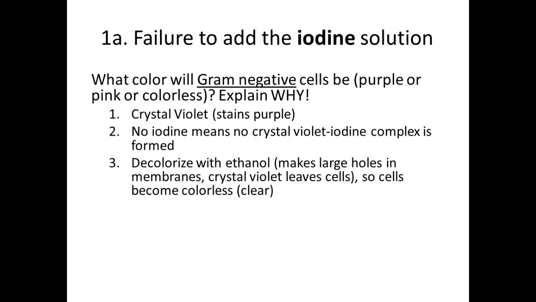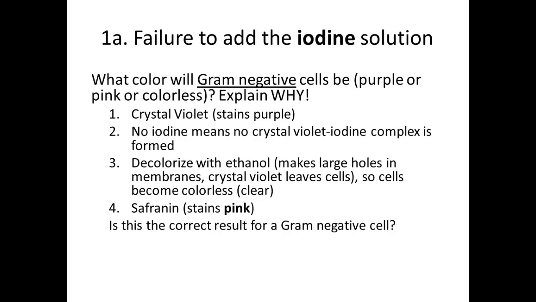So what? They get decolorized. They're supposed to get decolorized, right? We are supposed to stain them with safranin. They are supposed to end up pink. So this is a correct result. The problem is that both of our cells right now are what? Pink. They're both pink. Gram-positives and gram-negatives are pink because you forgot the iodine.